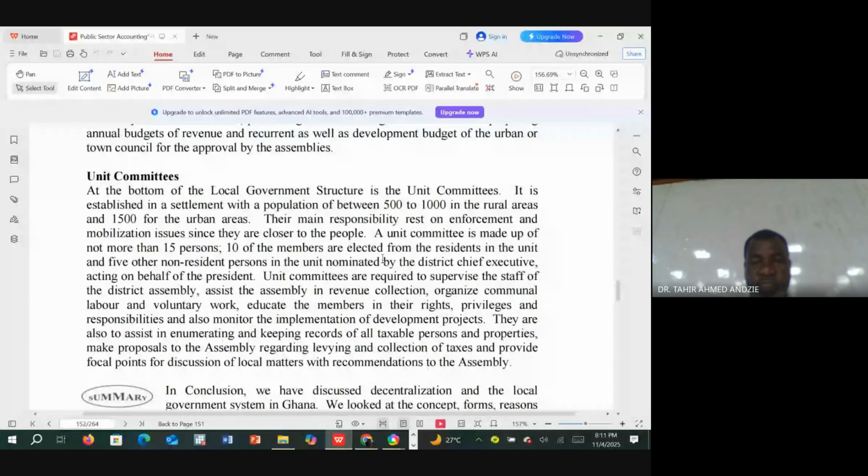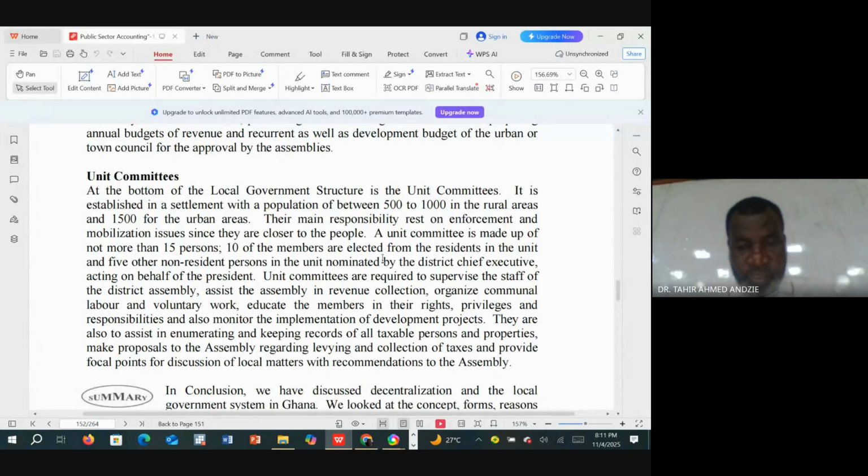Their main responsibility rests on enforcement and mobilization issues since they are closer to the people. A unit committee is made up of not more than 15 persons. Ten of the members are elected from the residents in the unit, and five other non-resident persons in the unit are nominated by the district chief executive, acting on behalf of the president.